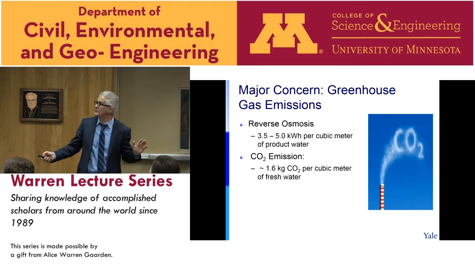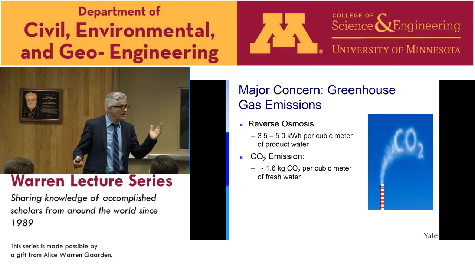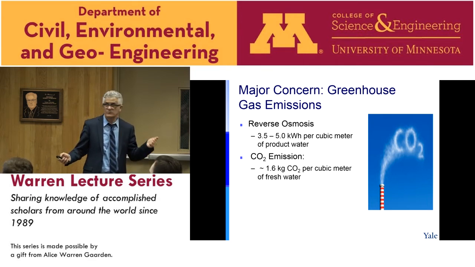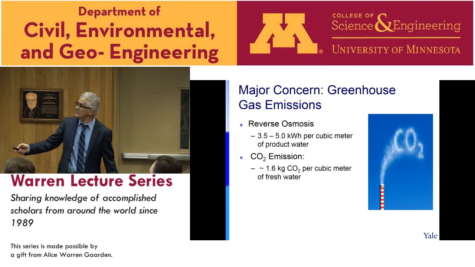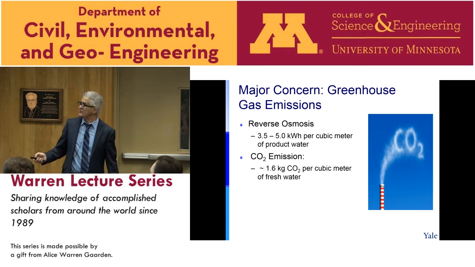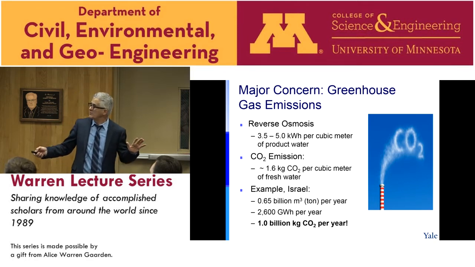Give you some typical values. This is the range of energy for typical existing desalination plants. We know also that for 1 cubic meter, we know how much energy, and we know how much CO2 we need to get this energy. So the calculations show you will have 1.6 kilograms CO2 per cubic meter of fresh water, per 1,000 liters. If you take Israel with 0.65 billion cubic meters per year, it will be 2,600 gigawatt hours per year, or 1 billion kilograms CO2 per year.